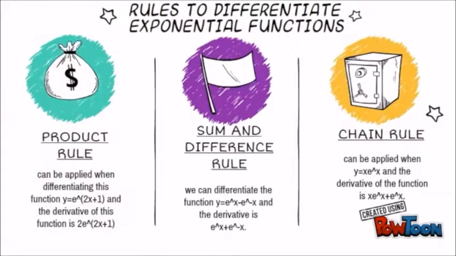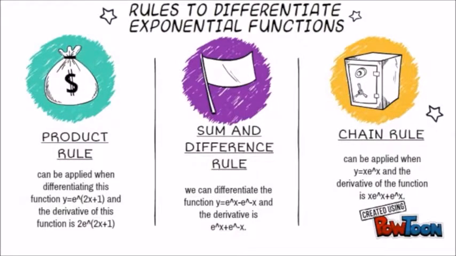The product rule can be applied when y equals x e to the power of x, and the derivative of the function is x e to the power x plus e to the power x. The chain rule can be applied when differentiating the function y equals e to the power of 2x plus 1, and the derivative of this function is 2 times e to the power of 2x plus 1.